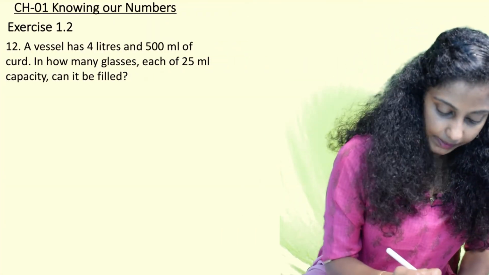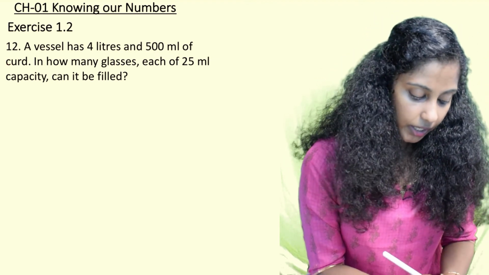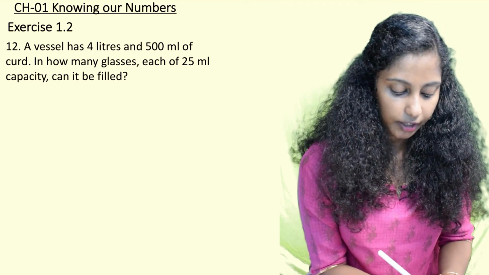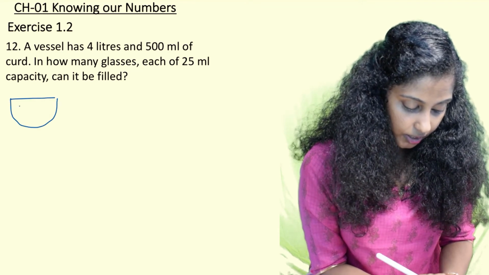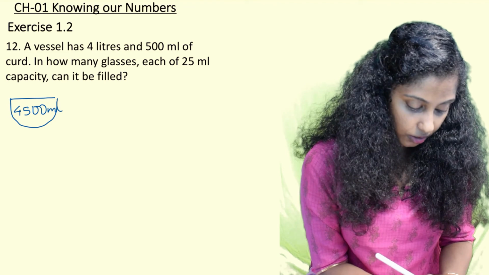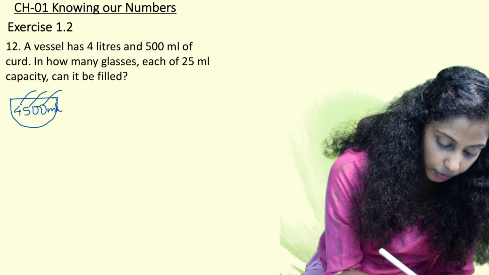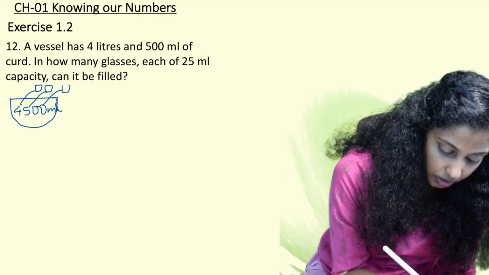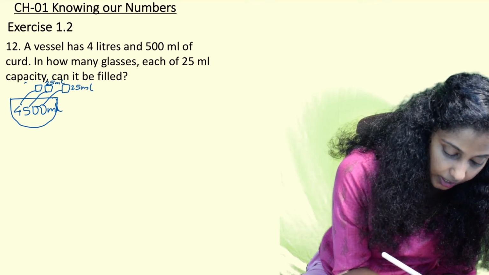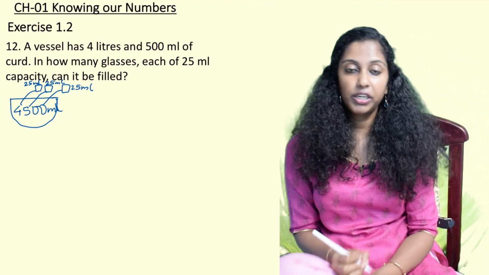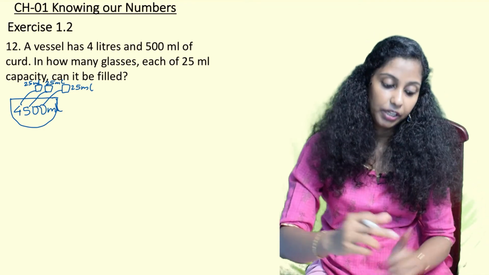Last sum of this exercise. A vessel has 4 liters 500 milliliter of curd. In how many glasses each of 25 ml capacity can it be filled? So this is a big vessel. It has got 4500 ml of curd. Now every time it is removed, it is taken out in the form of 25 ml glass. 25 ml like this is taken out. So they are asking us how many such 25 ml glasses can be removed from 4500 milliliter of curd.